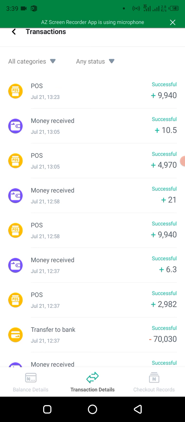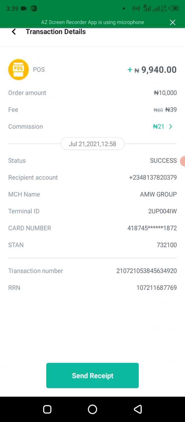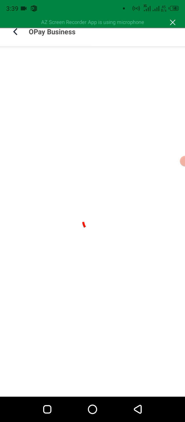All right, let's click on one of the transactions, whether withdrawal or deposit. So here you see commission, where they put commission, this commission here. You see this 21 naira in green, you click on it. So that's the one that will lead you to the page that will show you what category you are and the explanation for each category. Okay, let's wait for it to load.